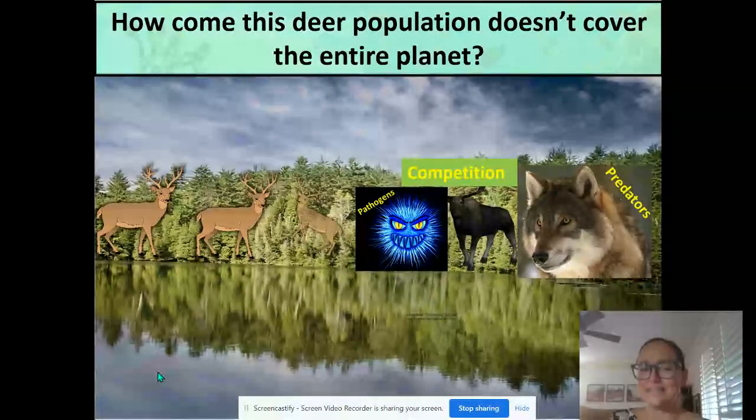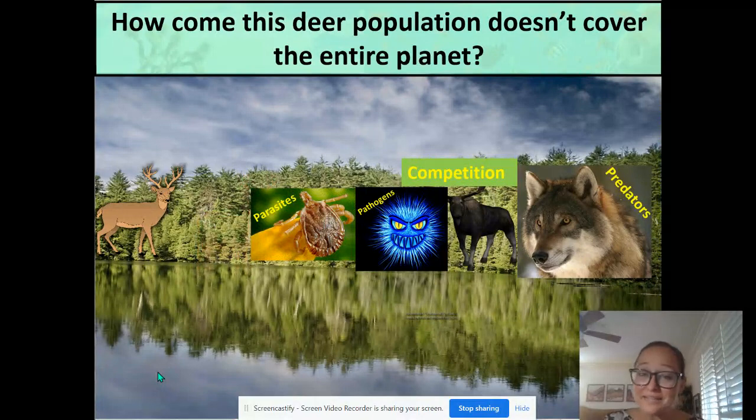And then there's disease. We have pathogens, like viruses or bacteria, that will limit how big a population can grow. As population density increases, the more individuals you have living close together, the faster and easier disease will spread. And then we have parasites. Parasites can also limit how big a population can get. Those parasites are a type of symbiotic relationship that basically will harm the host. All of these factors are living things that limit how big this deer population can grow and will basically prevent it from living everywhere.